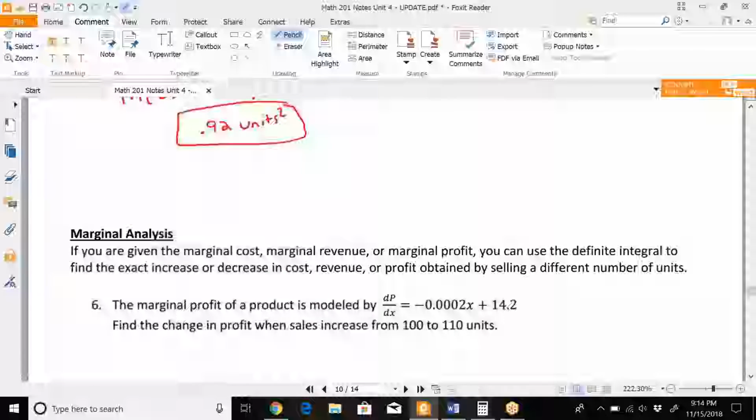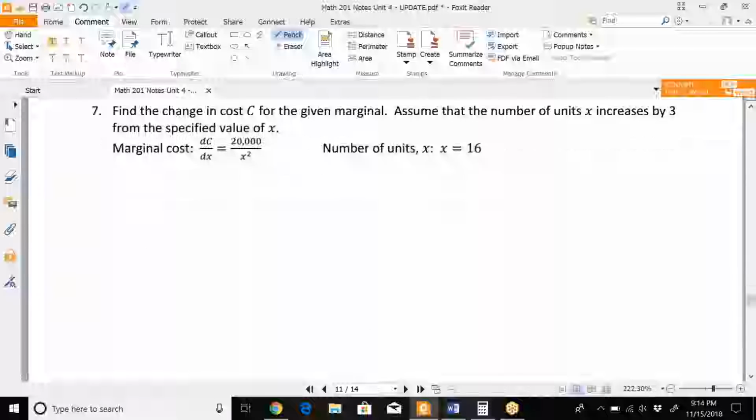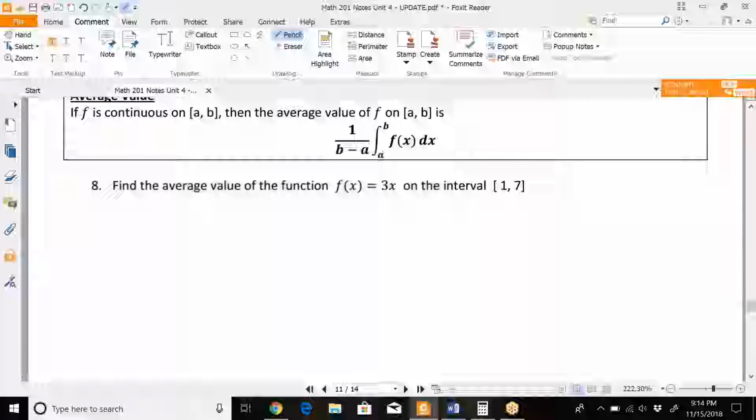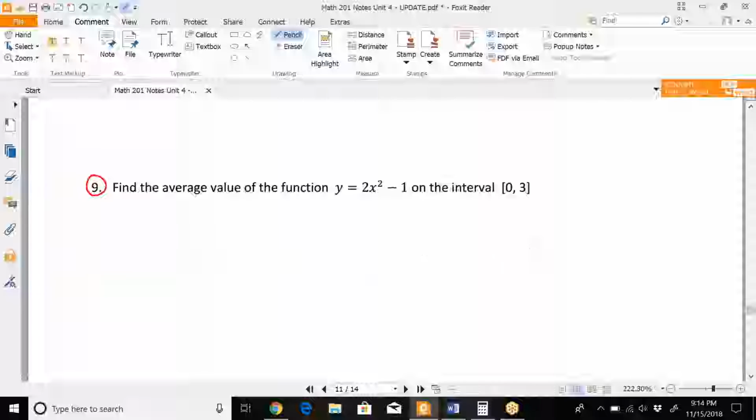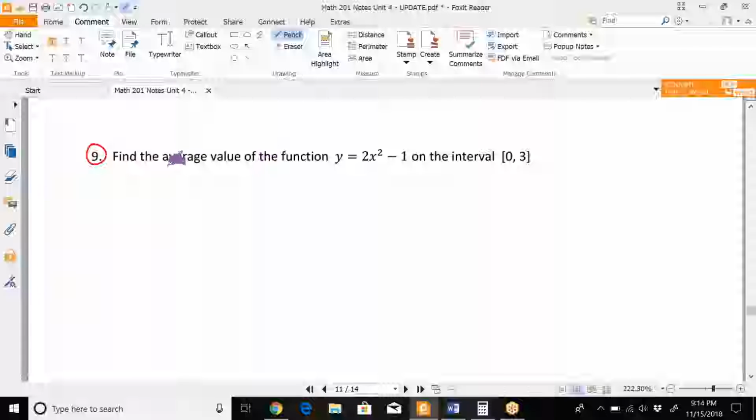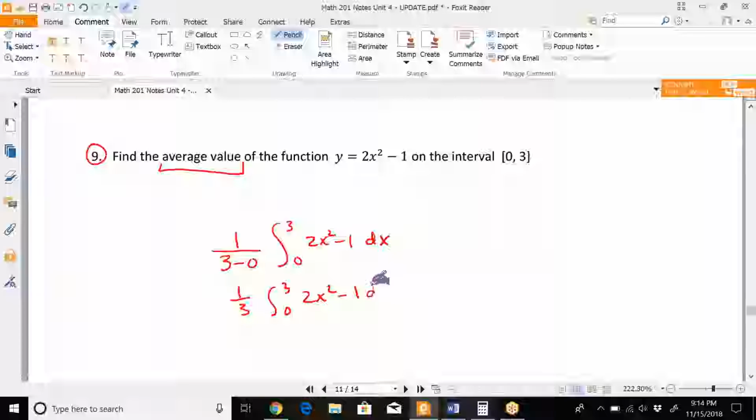Okay, and then that gets us down to, I wanted to do another average value problem. Remember, we had a formula for average value. It's 1 over the upper limit minus the lower limit, and then you do the definite integral. So if I want to find the average value, that's how I know I'm using that formula. It's 1 over 3 minus 0 of the integral from 0 to 3 of 2x squared minus 1 dx. So this is 1/3, 0 to 3 of 2x squared minus 1 dx.